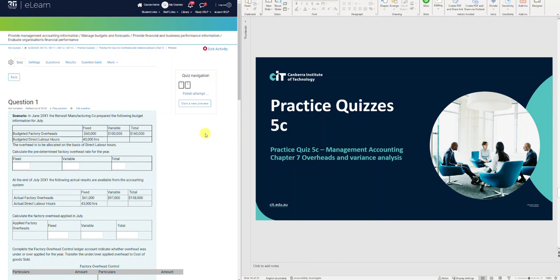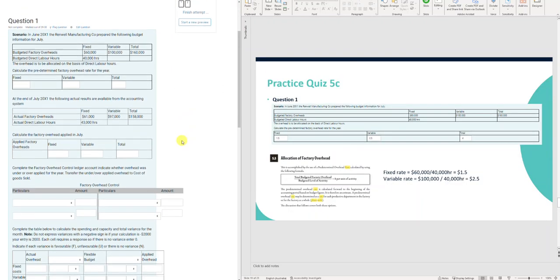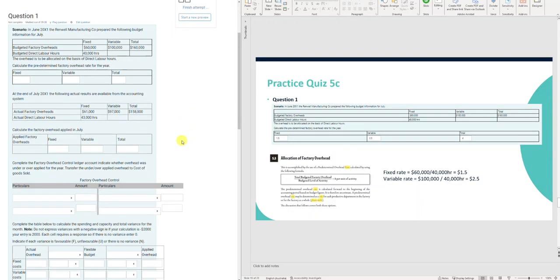Okay, so let's look at practice exam, practice quiz 5C, and this is from the material from your digital textbook, chapter 7, overheads and variance analysis. The scenario reads that in question 1, in June 20 something year, the Renwell Manufacturing Company prepared the following budget information for July, and you will see the information here.